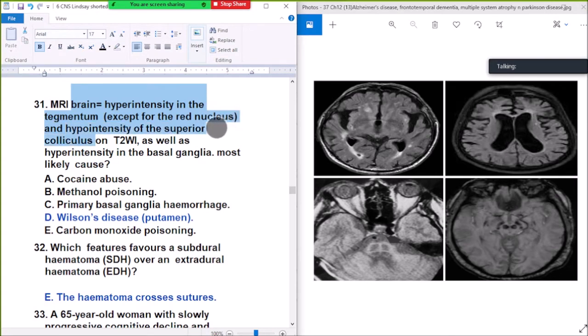31. MRI of brain with hyperintensity in the tegmentum, except for the red nucleus, and hyperintensity of superior colliculi on T2W, as well as hyperintensity in the basal ganglia. Most likely cause: Wilson's disease. Hyperintensity in the tegmentum, except for the red nucleus, is seen in Wilson's disease.